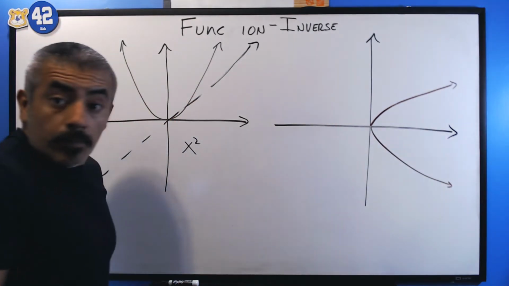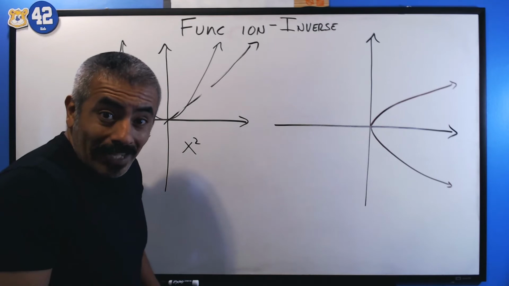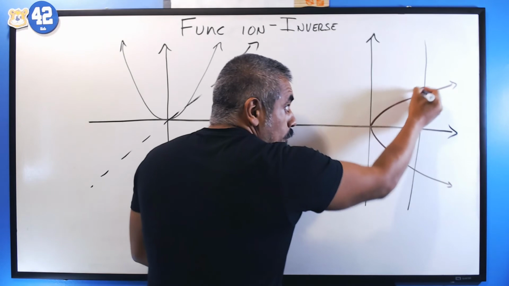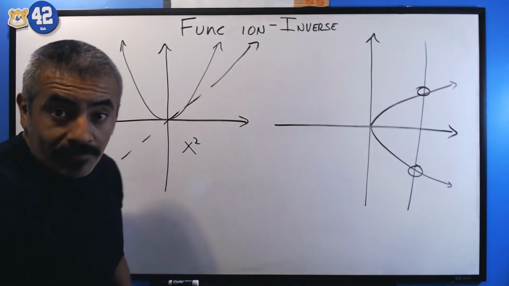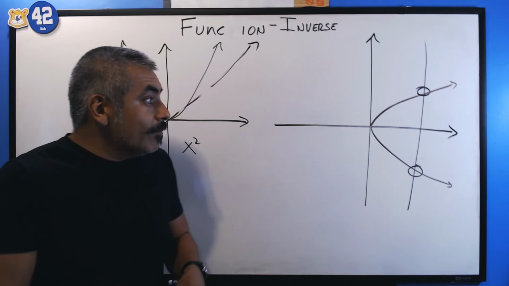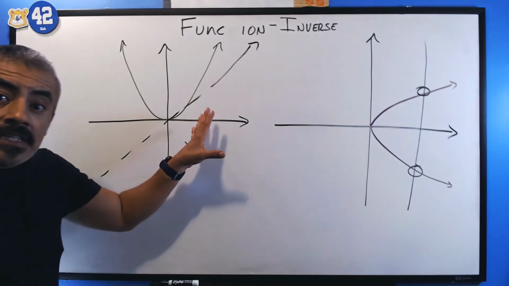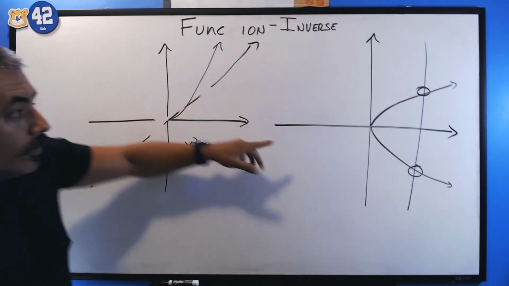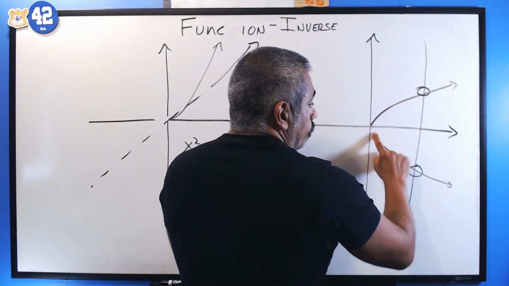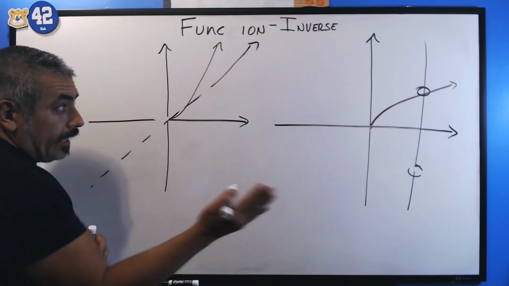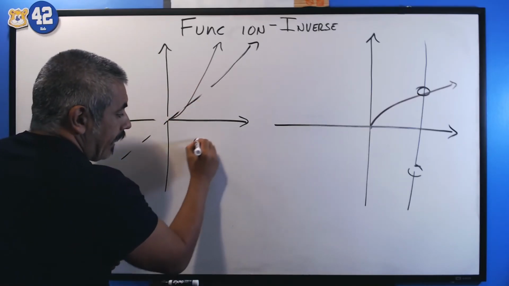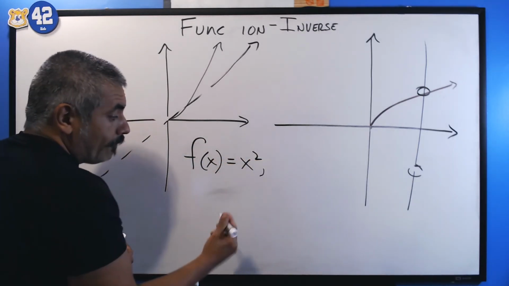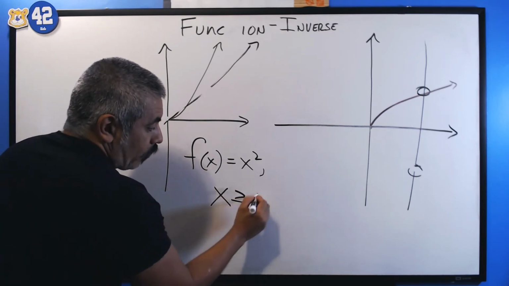But we already know that by the vertical line test, this is not a function. When I perform my vertical line test, I hit two points, and therefore that is not the graph of a function. So in order for us to be able to call this the inverse of this, we are going to need to eliminate this side so that when we flip it over, we only end up with the top part. And if you notice in this case right here, we're simply saying that f of x equals x squared, but only for values of x for which x is greater than or equal to 0.